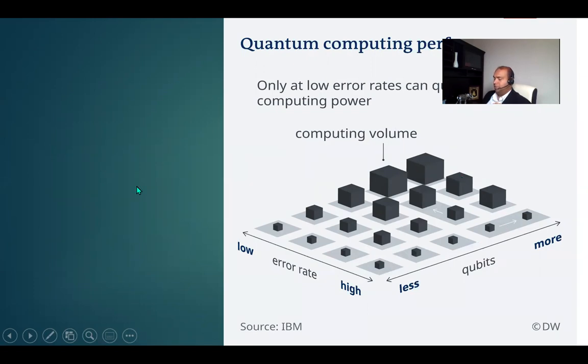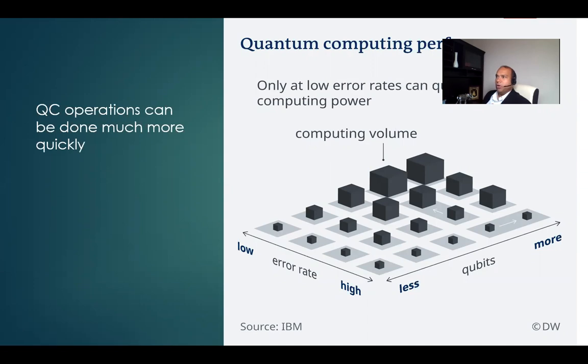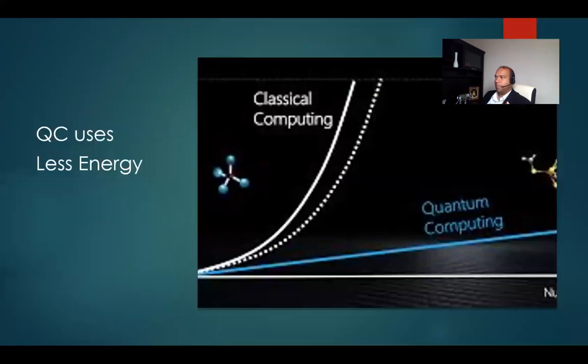Just for now, let's remember that quantum computing operations can be done much more quickly, and that is the magnificent scale that it offers. One of the basic features is also that it uses less energy. When you are using hundreds of thousands of computers, and you can use one quantum computer instead, this is going to save a lot of electrical energy, electromagnetic energy.